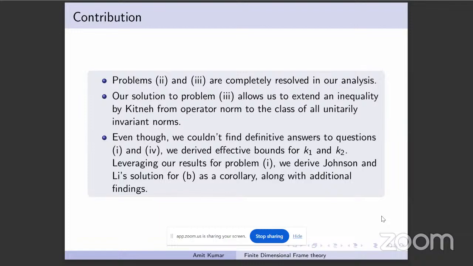K1 and K4. Leveraging our results for problem 1, we derived Johnson and Lee's solution for problem B as a corollary, along with some additional findings.